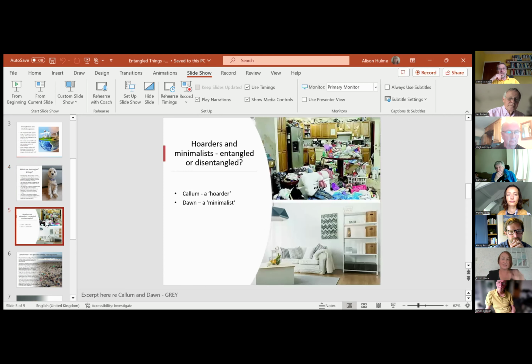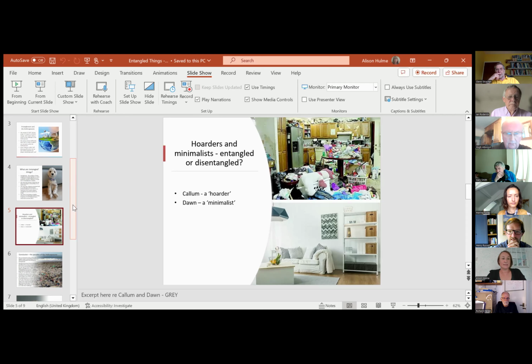So that's what I'm basing entanglement on in the book. And then there are various case studies in there. I've chosen the extreme in a way because I think people think of hoarders and minimalists as opposites, which they're not necessarily, but I've chosen these two. So I will tell you briefly about each one.